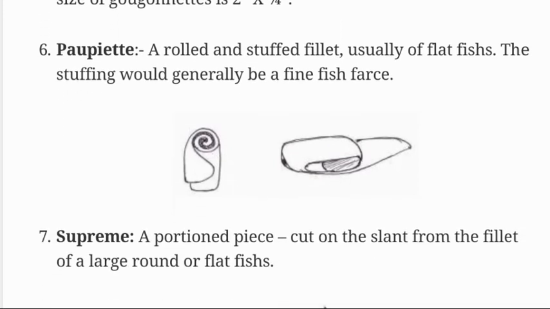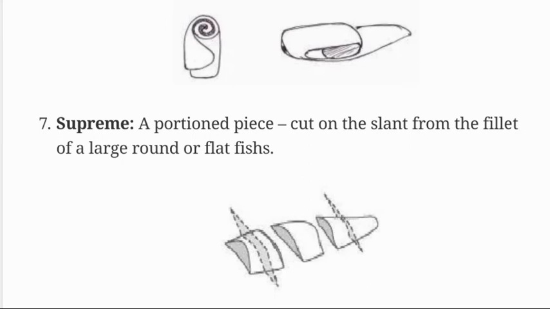Next is paupiette. It is a rolled and stuffed fillet, usually of flat fish. The stuffing would generally be a fine fish farce. Next one is supreme. A portion piece cut on the slant from the fillet of a large round or flat fish is known as supreme.